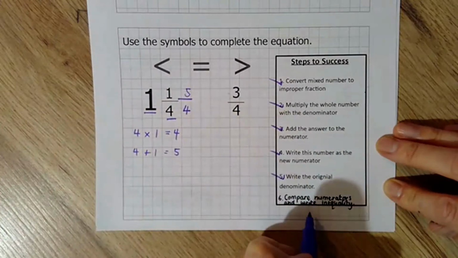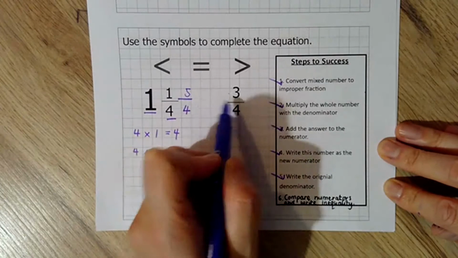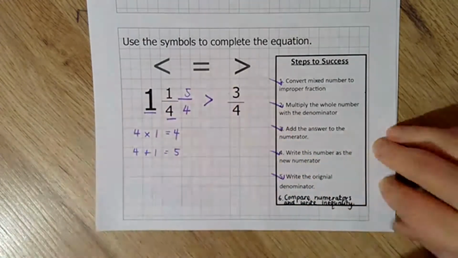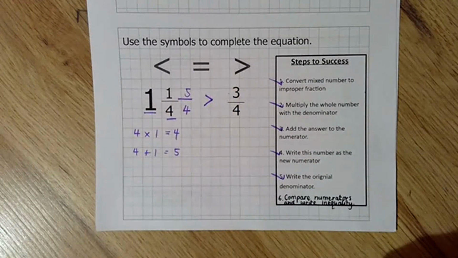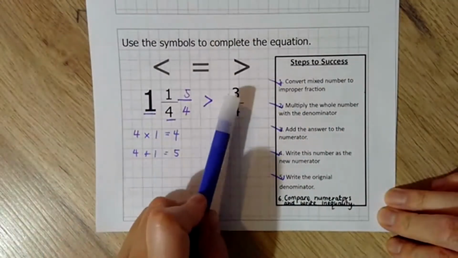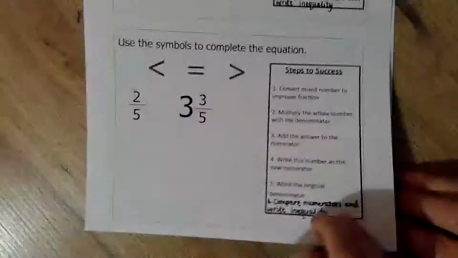And now we compare numerators. 5/4 and 3/4. Which one is greater? This one. 4/5 is greater than 3/4. Sorry, 5/4, not 4/5. 5/4 is greater than 3/4. Right, let's try another one, shall we?